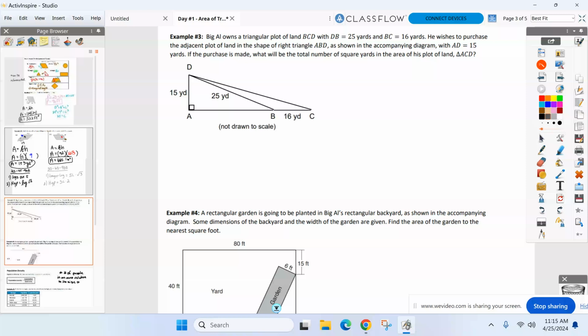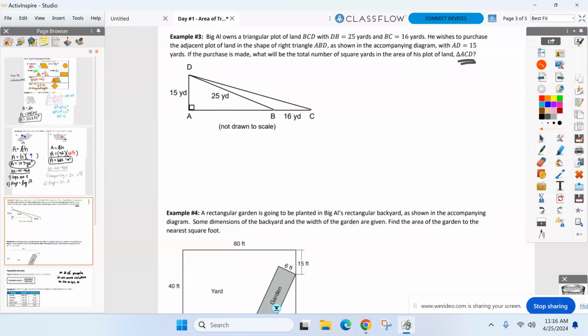He owns, of course he does, a triangular plot of land. Of course he owns a triangular plot of land. And then he buys another triangular plot of land that he's going to add on to his first one. What's the area of the whole thing? Triangle ACD. All right, so I look at triangle ACD.